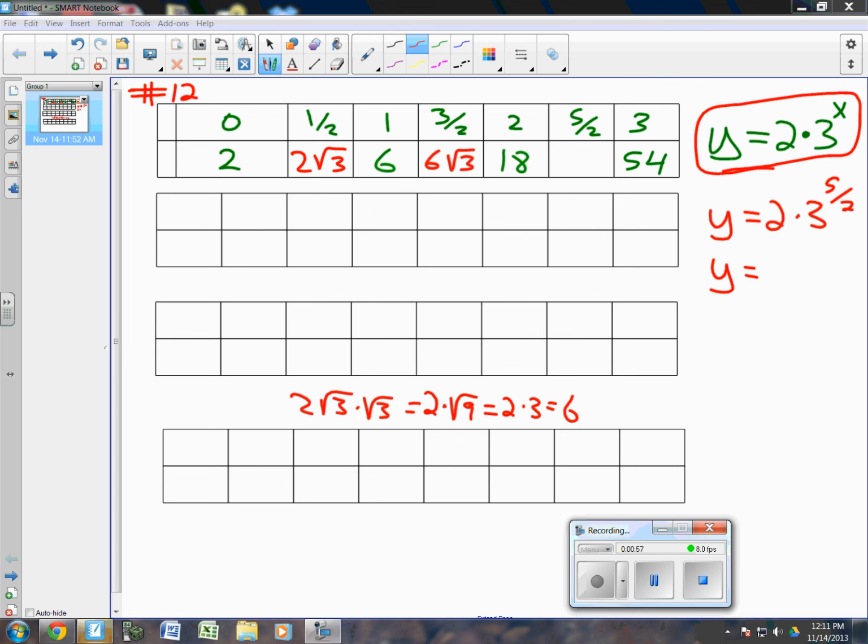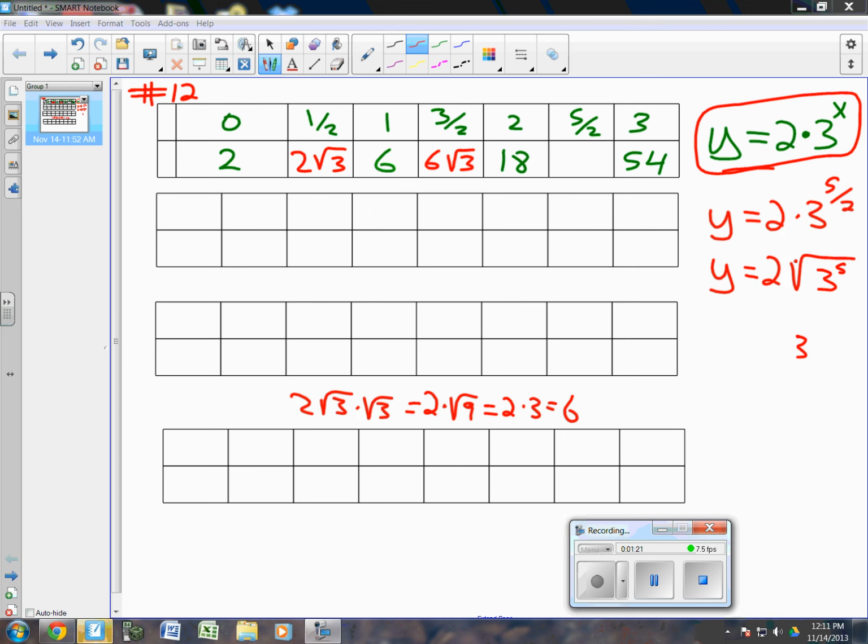So we have 2 times, what's the radical? Okay, so what goes in the index right here? 2, but we don't usually write it if it's 2, right? 3 to the what? 5th power, that's right. Yeah, that's 243.